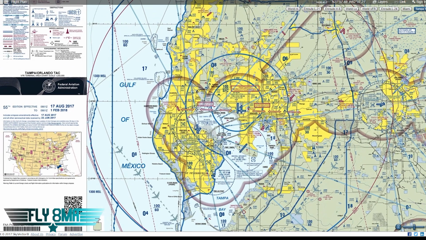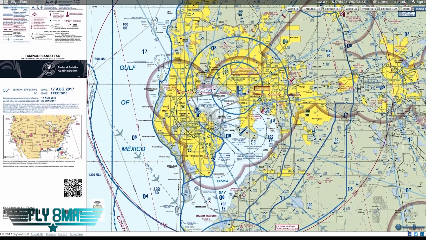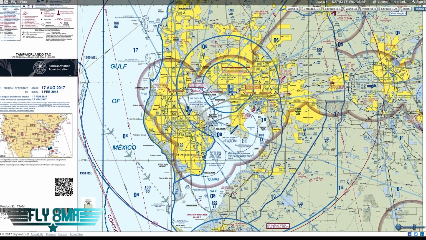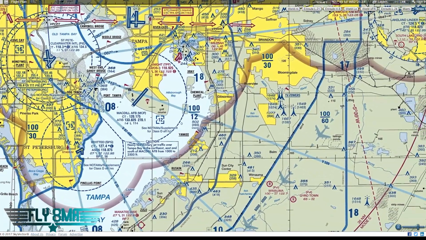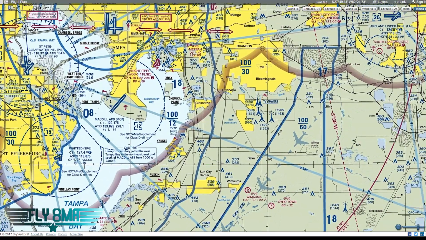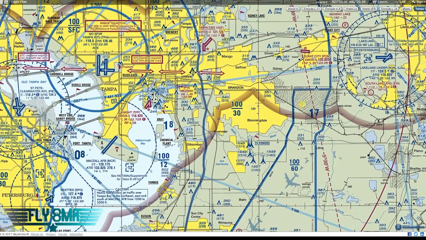So a terminal area chart is basically a zoomed in version of a VFR sectional chart. So the scale is a little different, so you can actually see things with a little bit more detail, and you can get a little bit more zoomed in. Plus, there's some additional information on a TAC chart that you won't find on a VFR sectional.